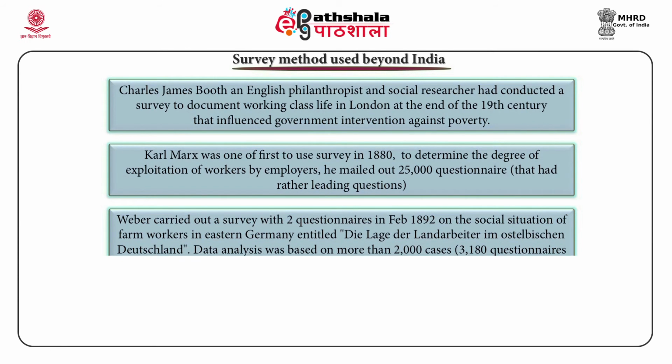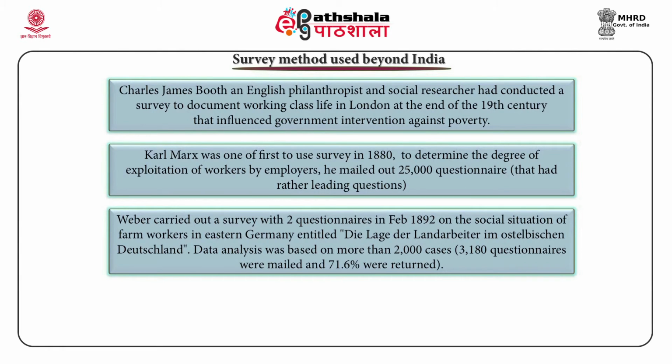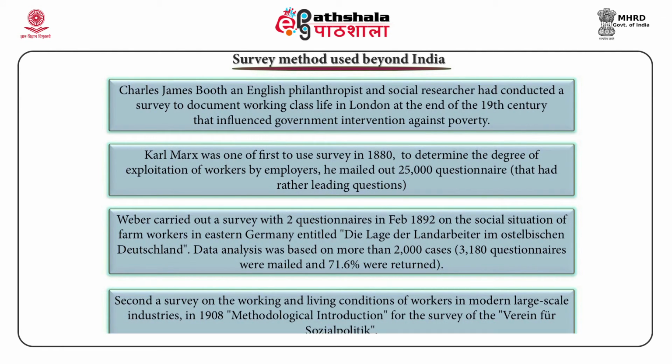Weber carried out a survey with questionnaires in February 1892 on the social situation of farm workers in eastern Germany. Second, a survey he carried out was on the working and living conditions of the workers in modern large scale industries in 1908.